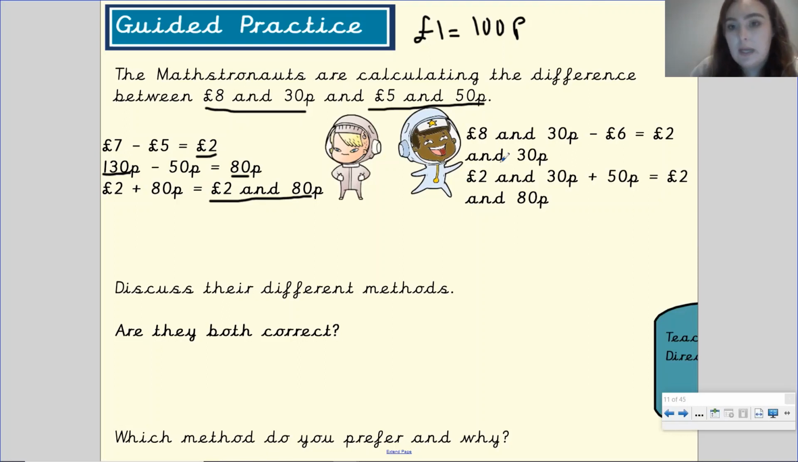Now this astronaut here has done £8.30, take away £6 equals £2.30. So what the astronaut here has done is rounded up, and he's added on 50 pence to make it £6 instead. Then we've got £2.30 plus 50 pence equals £2.80. Discuss their different methods. Are they both correct? Pause the video and have a think.